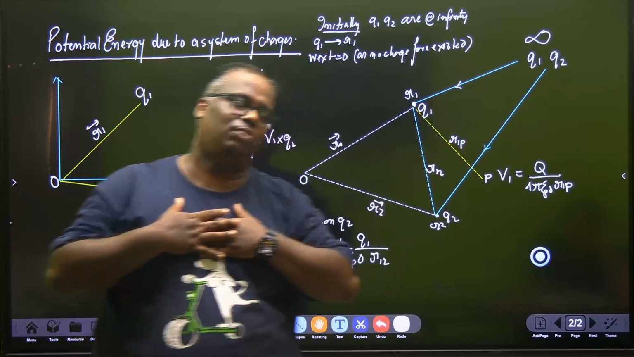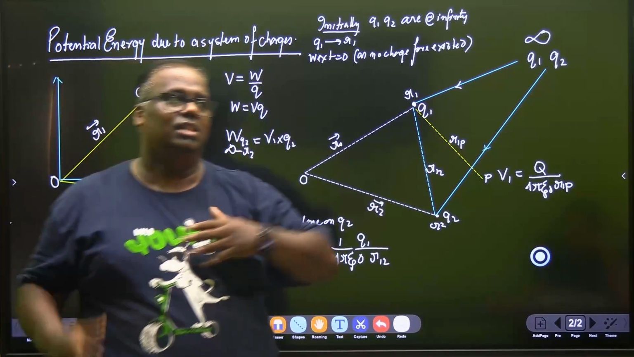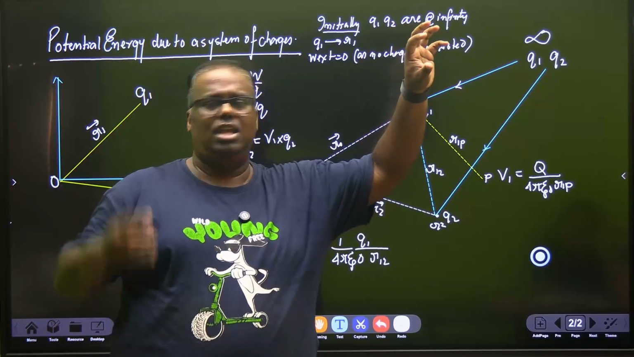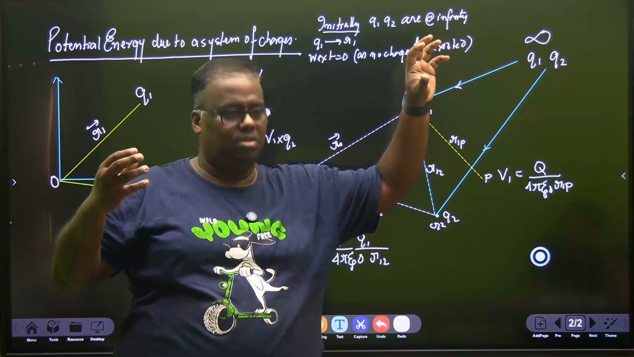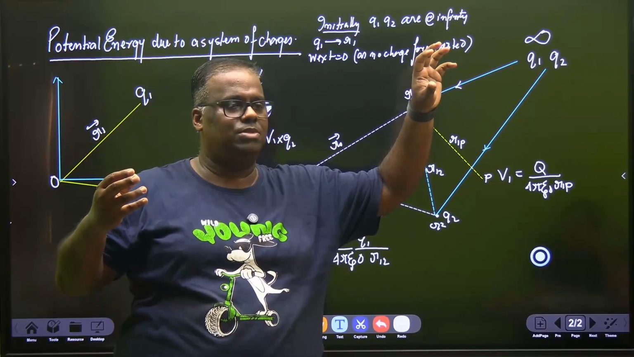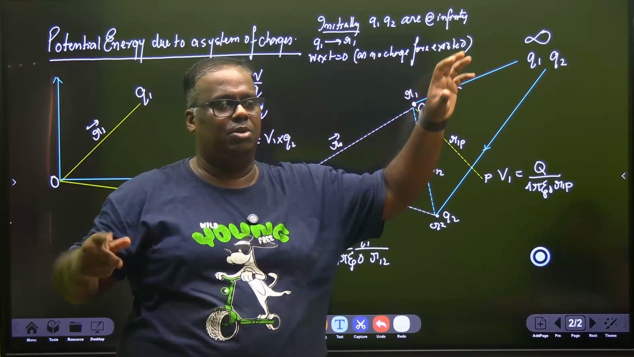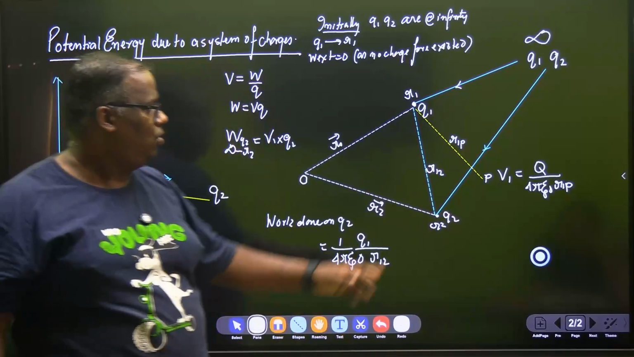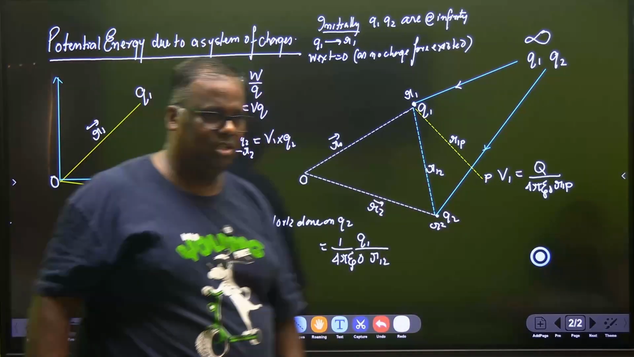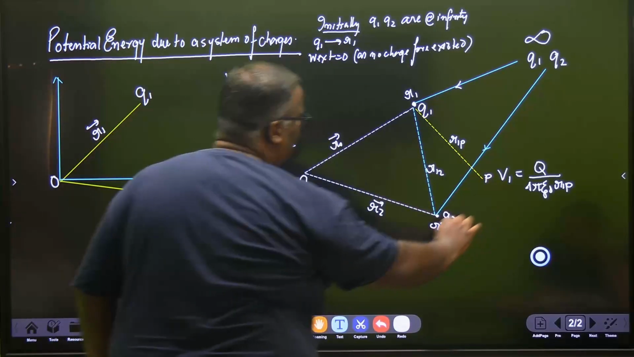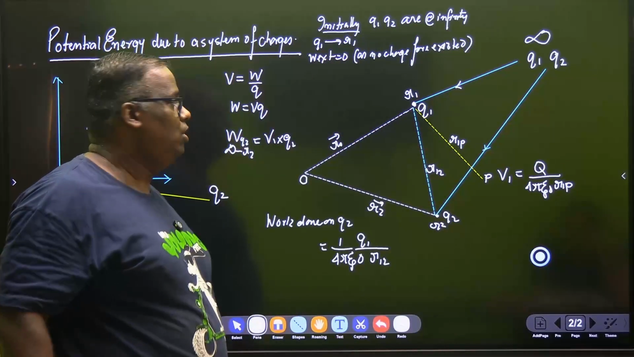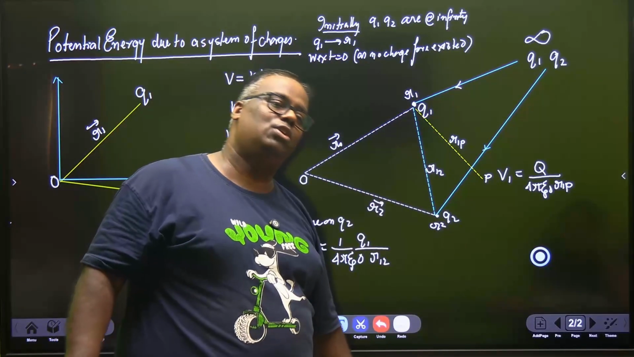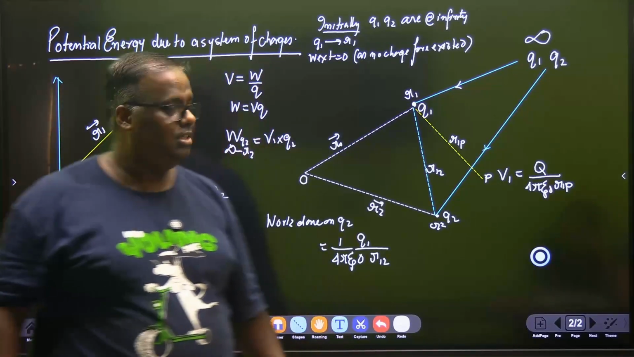We have studied in first or second class that if there is a charge, at any point which is at a distance r, the potential is q by 4 pi epsilon 0 r. So P is not a fixed point. There are innumerable such points P in this island, where wherever you go, you will feel his presence because he has already occupied the island.